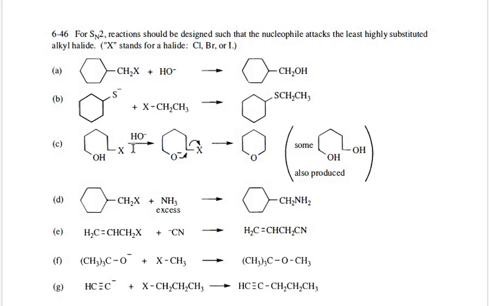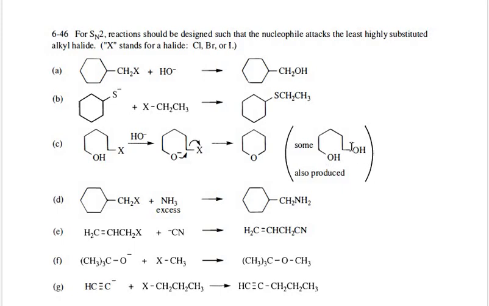In this example, there are two groups, X and OH. OH cannot be a good leaving group in the presence of a base. So the base will abstract the proton from this OH because it's a very acidic proton, and then this O negative will act like a nucleophile and replace this halide. This is an intramolecular nucleophilic substitution reaction, so this will make a tetrahydropyran ring.